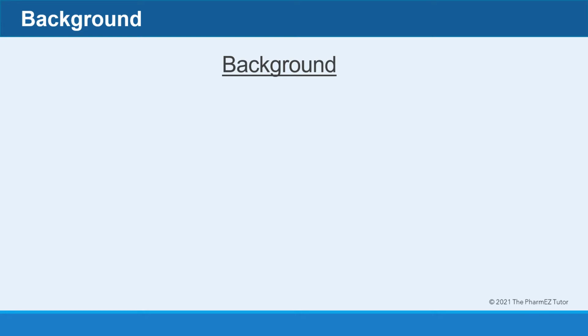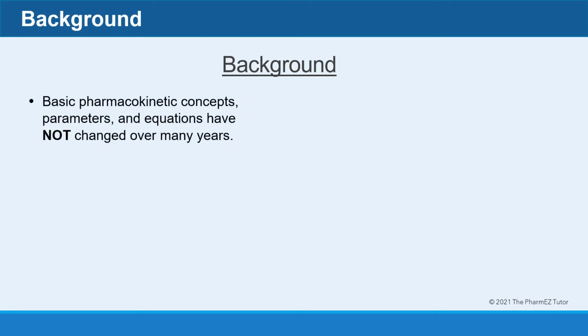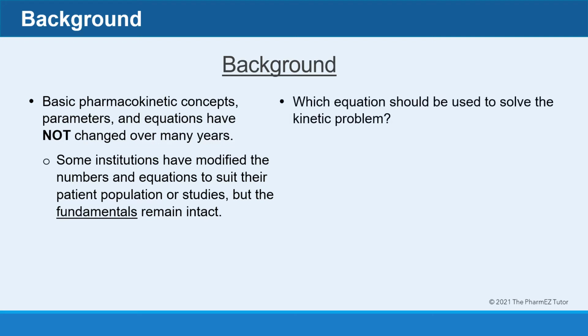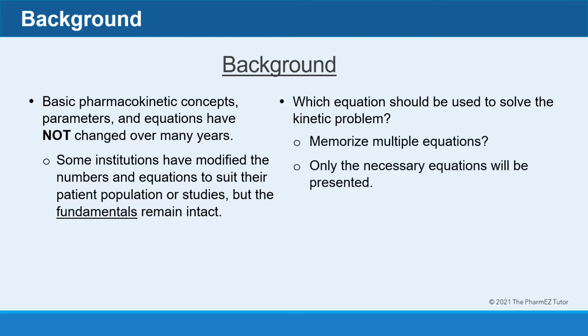First, some background information. Basic kinetic concepts, parameters, and equations have not changed over many years. Some institutions have modified their numbers and equations to suit their patient population or studies, but the fundamentals remain intact. Sometimes it's difficult to know which of the many available equations should be used to solve certain clinical kinetic problems. Do I need to memorize multiple equations? I'll try not to overburden you with excessive formulas to use. Only the necessary equations will be presented.